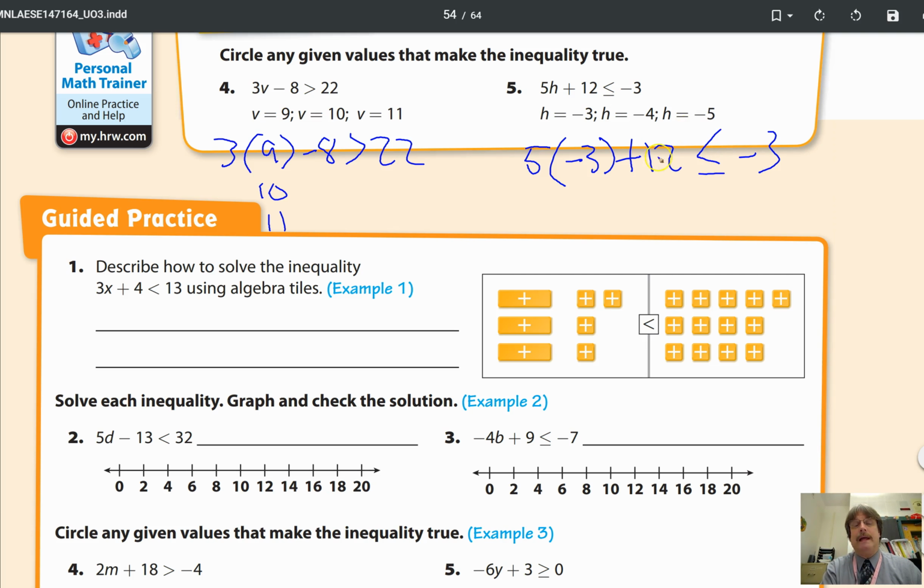If you had to graph, it doesn't tell you to, but if you did graph, in this one you would use an open circle for the solution set, but in this one you would use a closed circle.